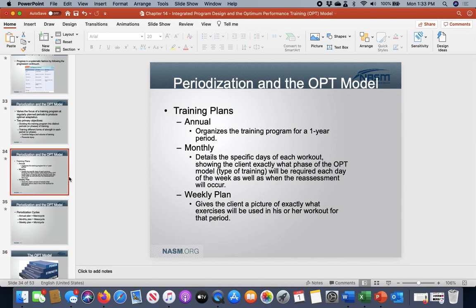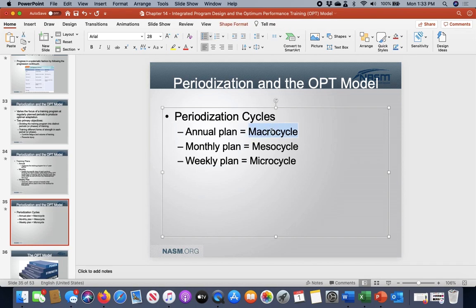Okay. Well, what do we call them? We call them macro, meso, and micro cycles. An annual plan is a macro cycle. A monthly plan is a meso, and a weekly plan is a micro. Okay, that's the cycles that you want to break them down into. Now, microcycles, they are weekly plans. Well, what are the weekly plans divided up into? Daily plans. So it could be weekly and daily.